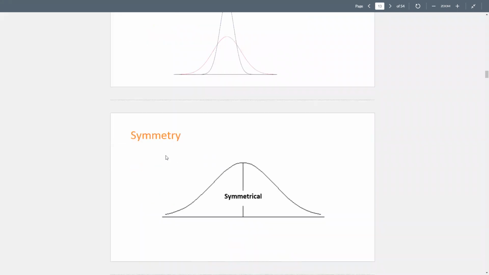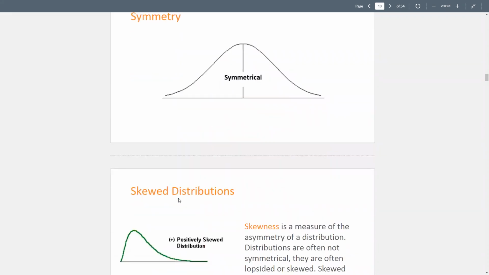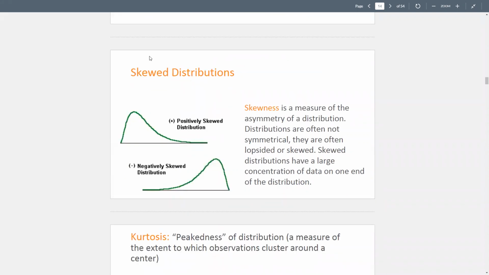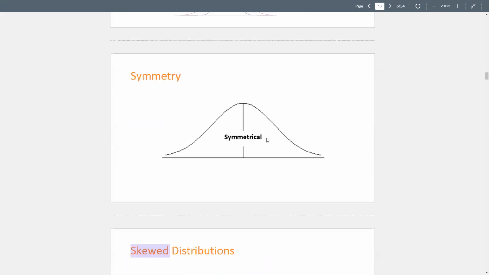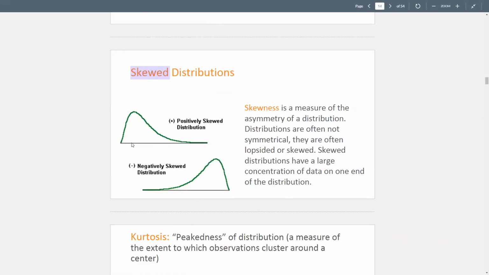Typically, we talk about the symmetry of a distribution. Symmetry just means we could fold one half of the distribution over the other, and it would fit. It would be symmetrical. We talk about the skewness of a distribution as a measure of how symmetrical that distribution is. Distributions aren't often perfectly symmetrical like this. They're usually skewed in some way or another.